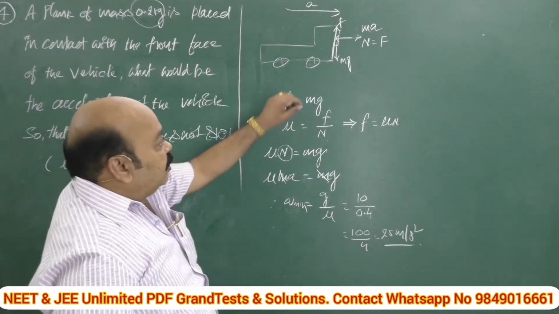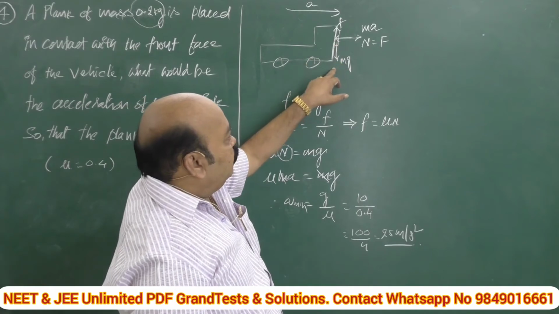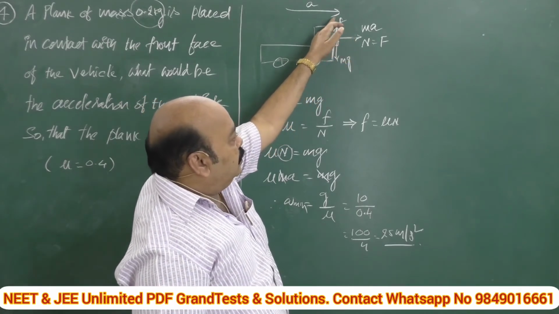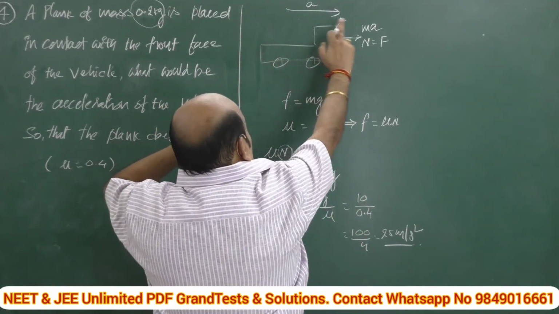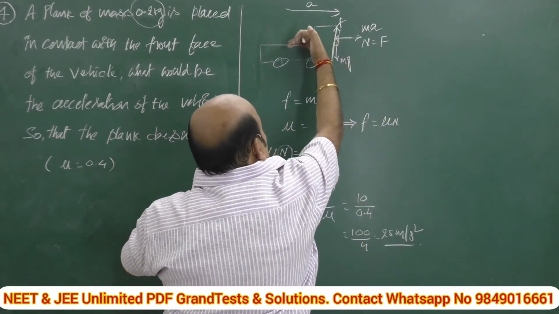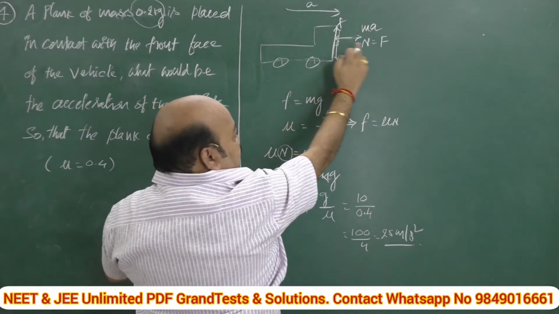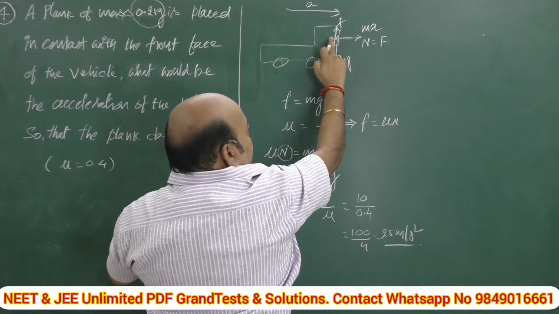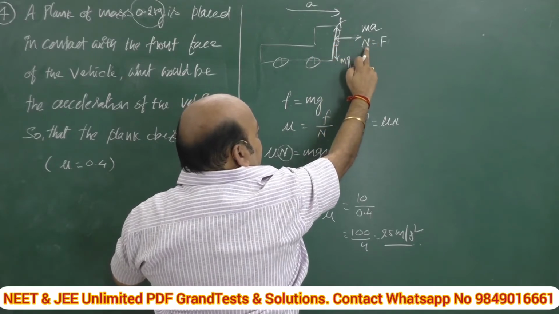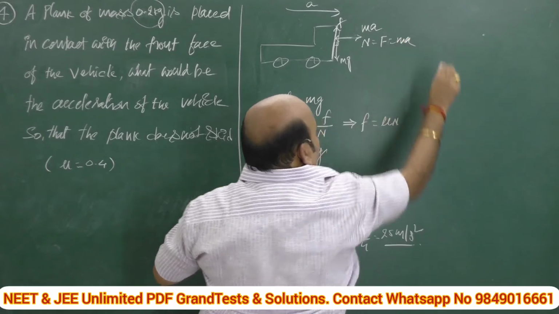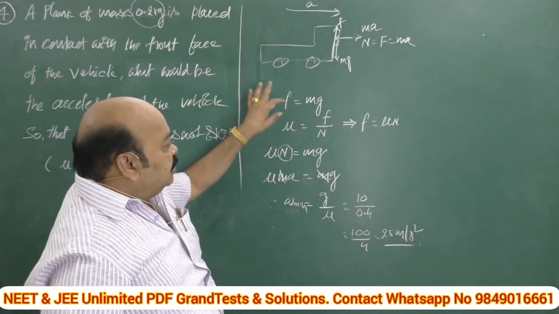Once again, what are the different forces? Weight mg acts downward, and the frictional force between the plank and the truck acts upward. When the vehicle is moving with an acceleration, a pseudo force will act, which will press this plank against the vehicle with a force F. Hence, a normal reaction acts in the opposite direction. So, normal reaction is equal to F, which is nothing but mg.